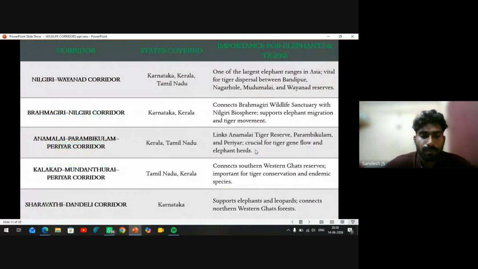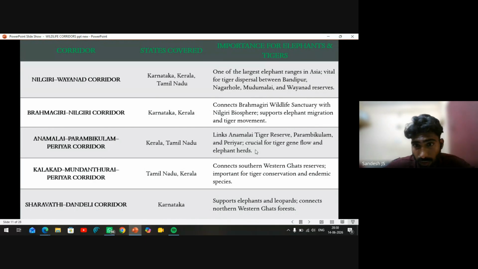I have taken an example from the Western Ghats, like the Nilgiri-Wayanad corridor, which covers Karnataka, Kerala, and Tamil Nadu. The Nilgiri-Wayanad corridor is one of the largest elephant ranges in Asia, and also vital for tiger dispersal in Bandipur, Nagarhole, Mudumalai, and Wayanad. Most of the Asian elephants in the Western Ghats use this corridor for their migration.